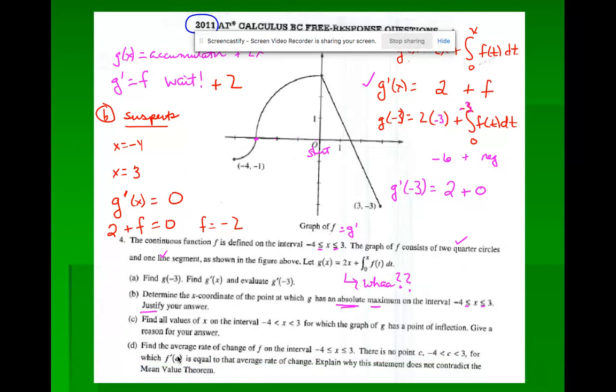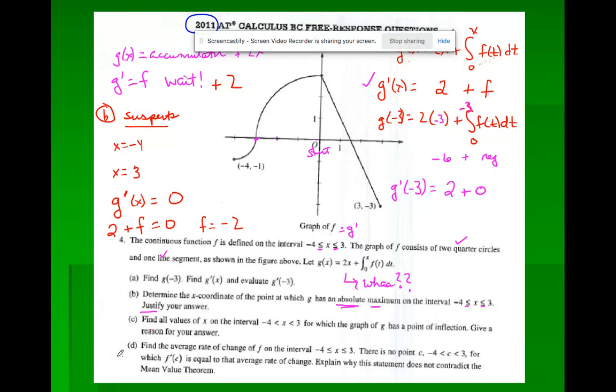Find all values of x on the open interval. Look at 1c. One C, open interval, right? Because they're asking for points of inflection, so I don't need to consider any endpoints. Give a reason for your answer. I think you're okay with that one.